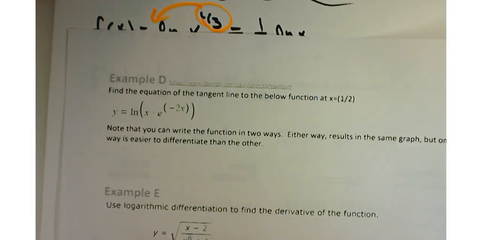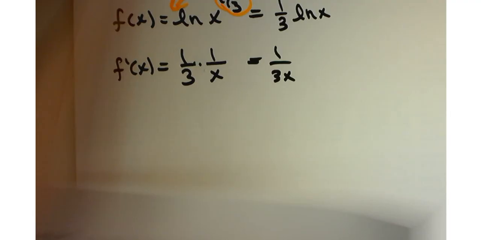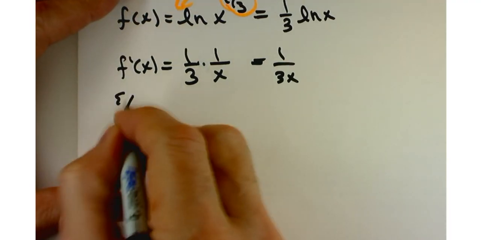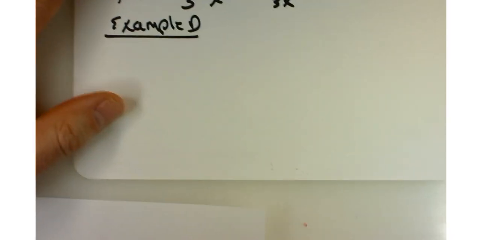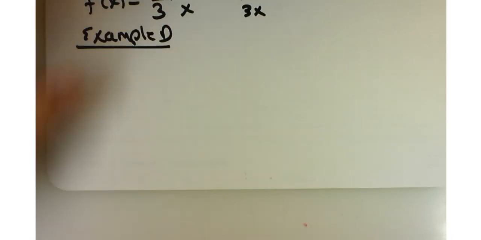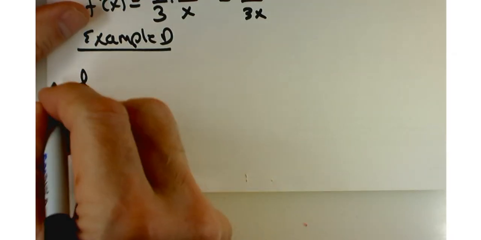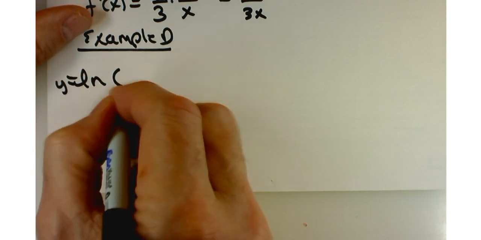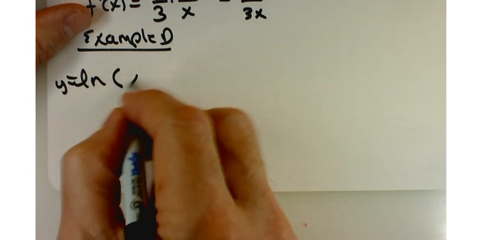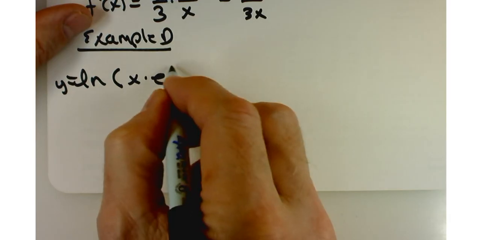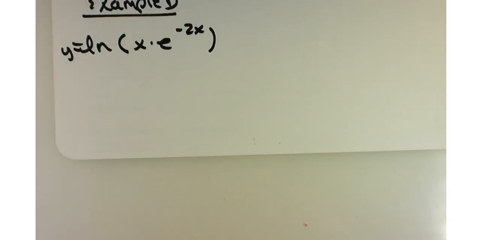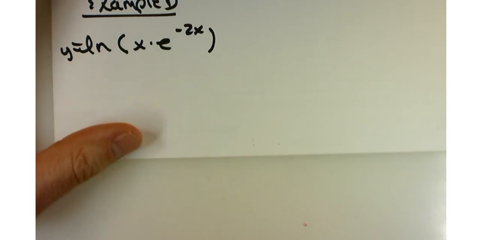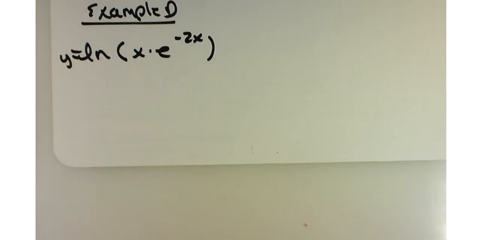So example D here. So let's take a look at example D. This time I've got the ln of x times e to the negative 2x. And let's see what we can do with that. Any suggestions to get started? What would you suggest I get started with?